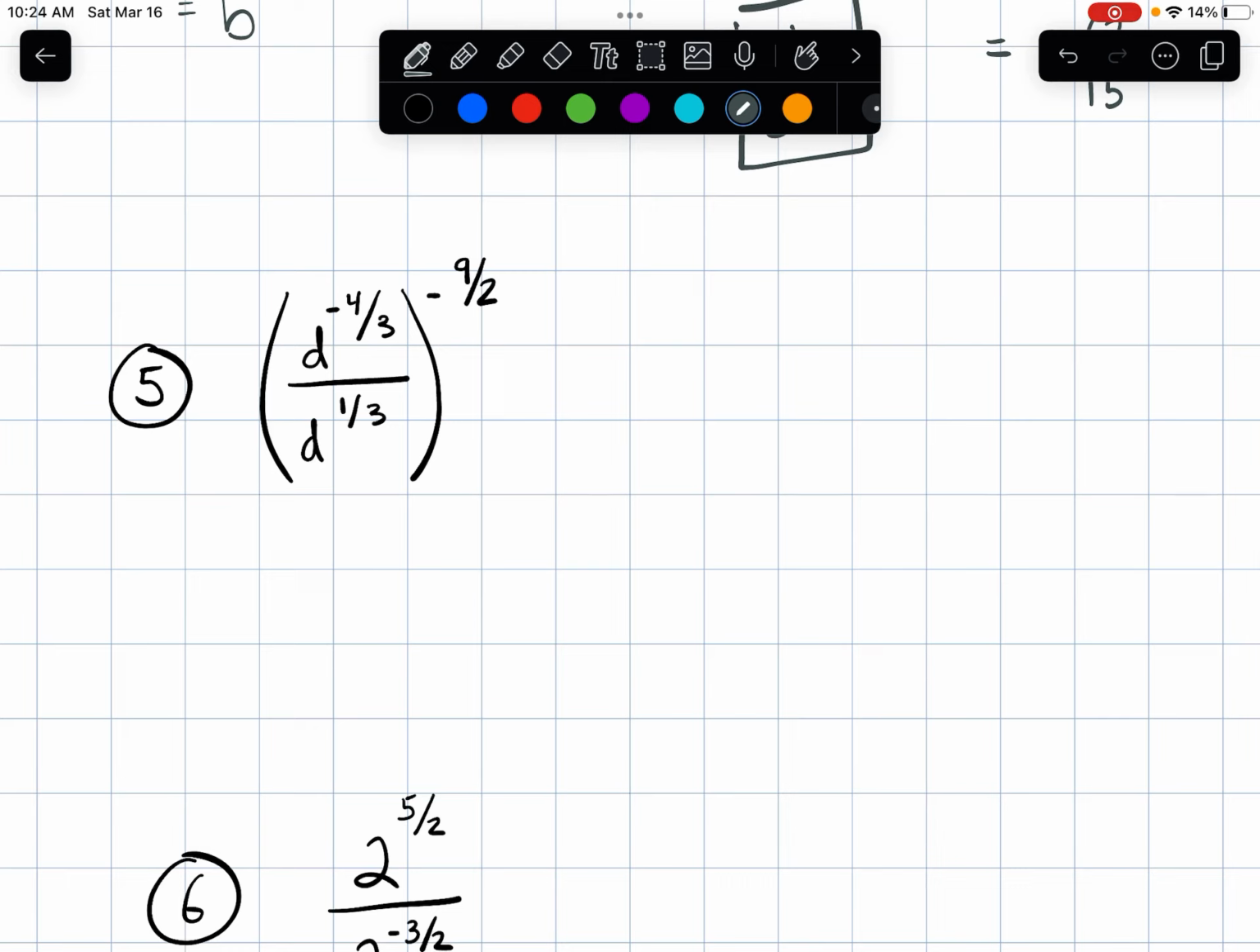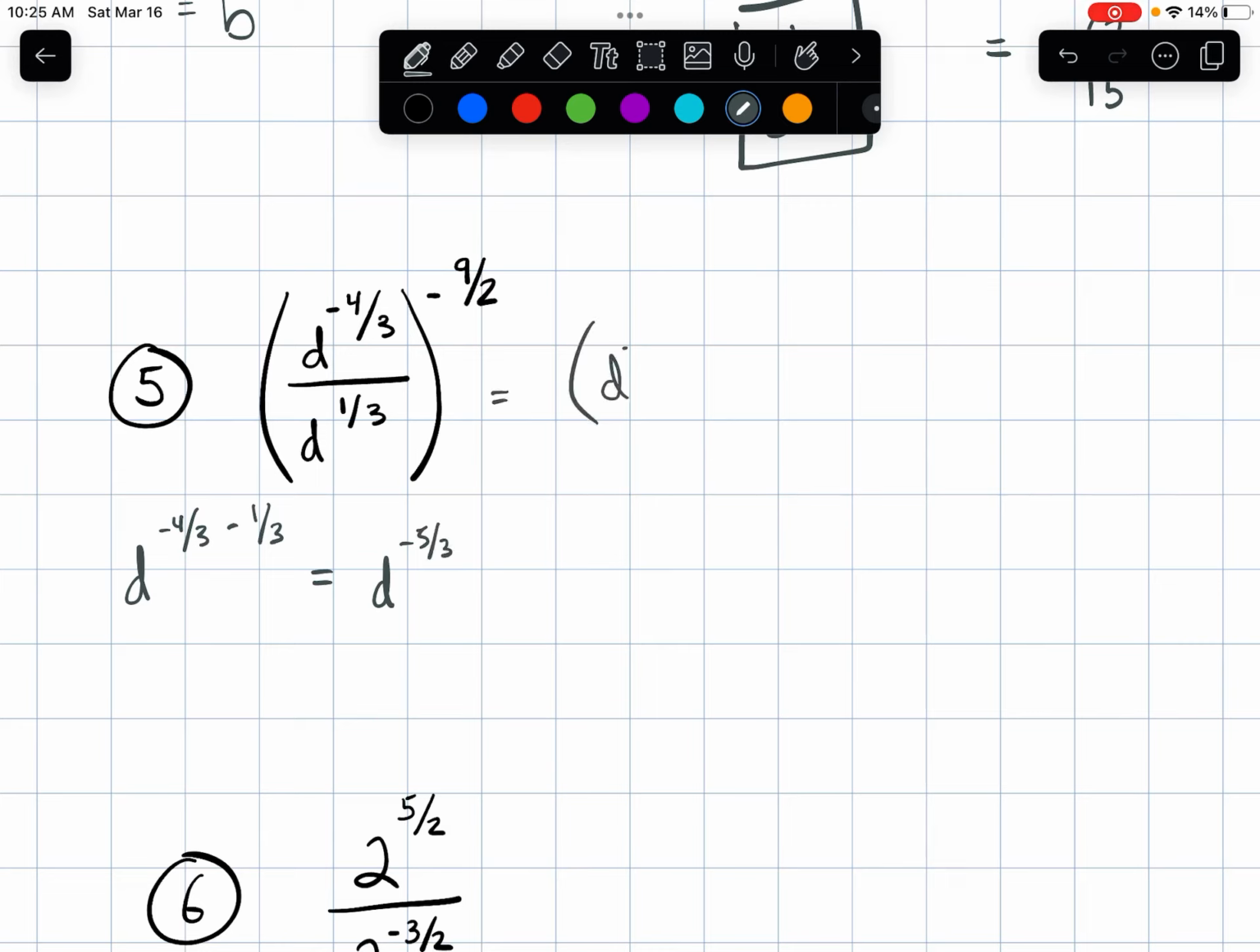Problem number 5. Let's go ahead and we're going to have to apply this -9/2 to both the numerator and the denominator, but I personally like to simplify what's inside first. So if I simplify this, I do have to subtract these exponents. That's the rule. So we have d to the -4/3 minus 1/3. I do have common denominators. So -4 minus 1 is -5. That gives me d to the -5/3 power.